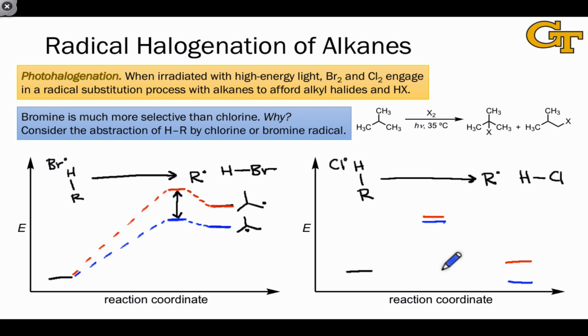This means they're much less product-like, and so the stability difference on the product side appears to a much smaller degree in the transition states when chlorine is used. This results in much lower selectivity for tert-butyl chloride, which comes from the tertiary radical, relative to isobutyl chloride coming from the primary radical. The fact that the reactants and products are almost equal in energy means that the transition states don't feel as much of the product energy difference as they do in the bromine case.